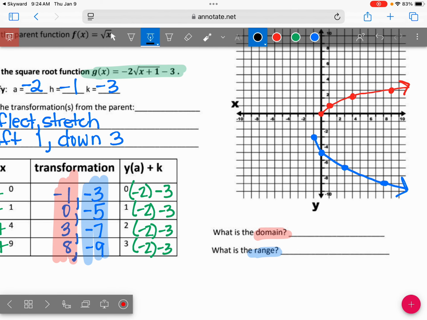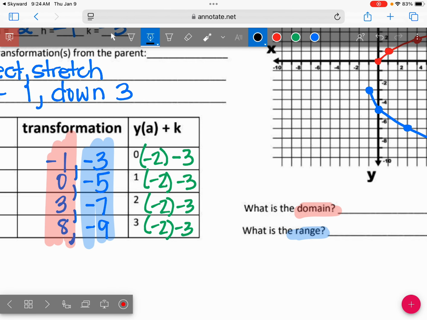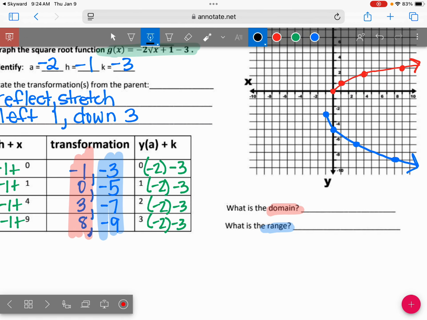Go ahead and compare to my points. So I had -1, -3. And then my next point was 0, -5. And then 3, -7, and 8, -9. Go ahead and graph that. That's what it should look like. If you compare the red to the blue, it flipped over, it stretched, moved left 1 and down 3.